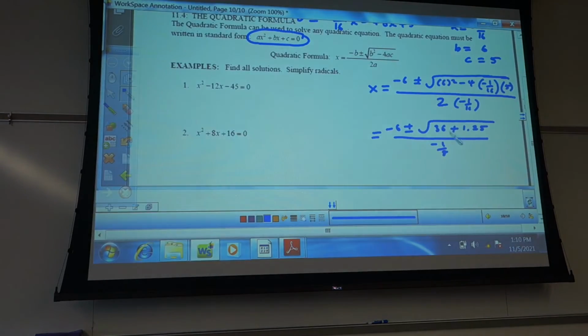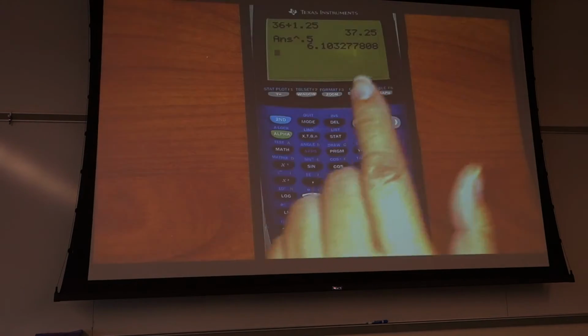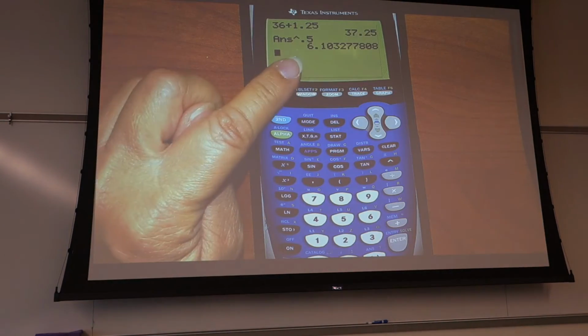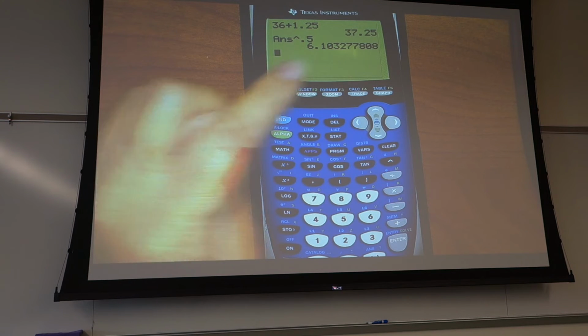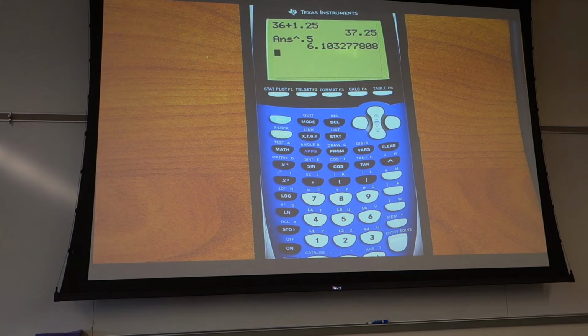Where did you get that from? I took 36 and added 1.25 to it, and I square rooted it. I raised it to the 1/2 power. But why did you raise it to the 1/2 power? Because I'm square rooting it. Wouldn't square root be raising it to 2? No, that's squaring it. Squaring it is raising it to the 2nd power. Square rooting it is raising it to the 1/2 power. Yeah, I'm glad you brought that up.